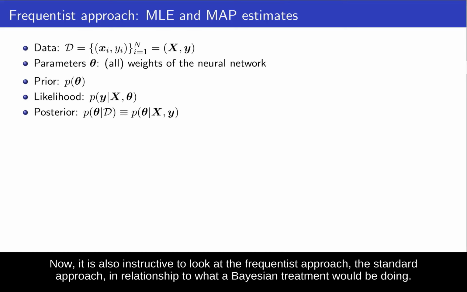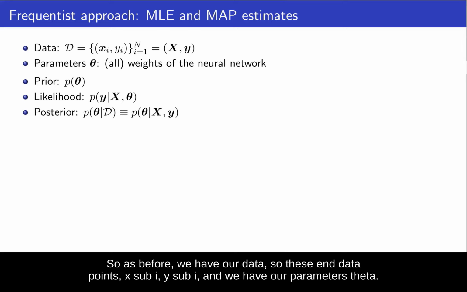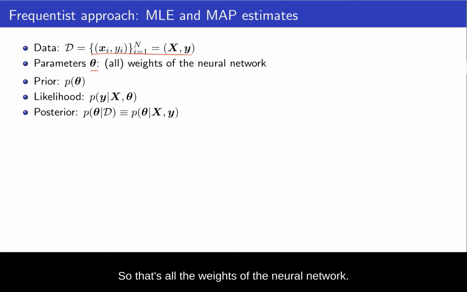Now, it is also instructive to look at the frequentist approach, the standard approach, in relationship to what a Bayesian treatment would be doing. So as before, we have our data, these n data points, x sub i, y sub i. And we have our parameters, theta, so that's all the weights of the neural network. And then we have our prior, likelihood, and posterior.